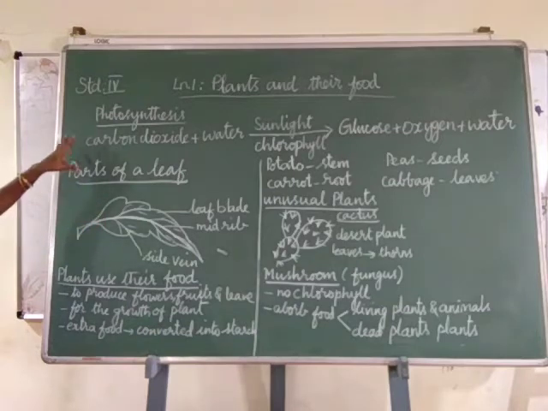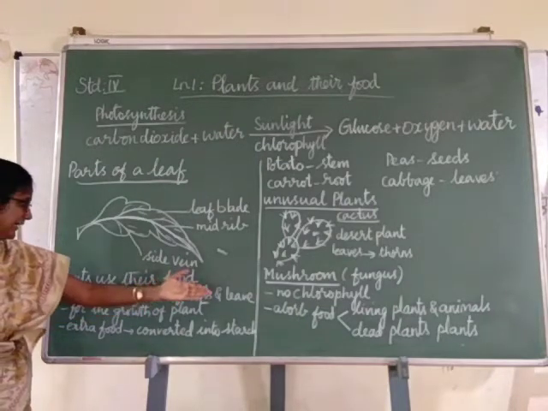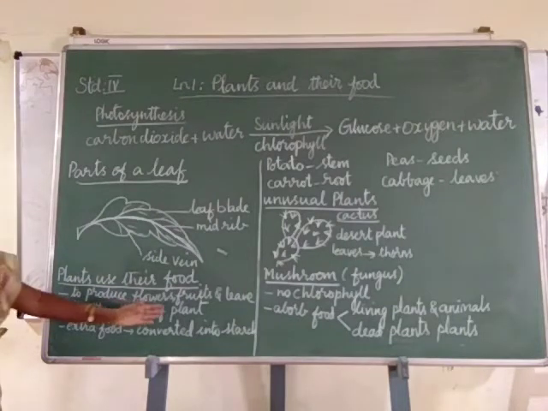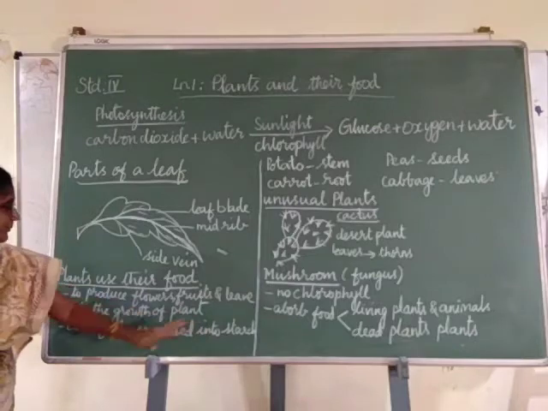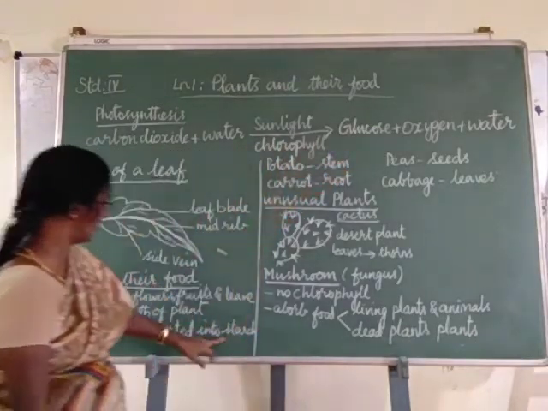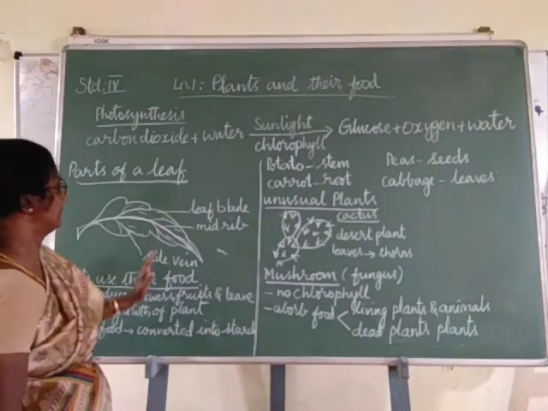Then, during the process of photosynthesis, the food is prepared. The extra food prepared by the leaf is used to produce flowers, fruits, and leaves. Also, it helps for the growth of the plant. The extra food is stored as starch in the plant. That is, the food is prepared as glucose, converted into starch and stored in the plant.